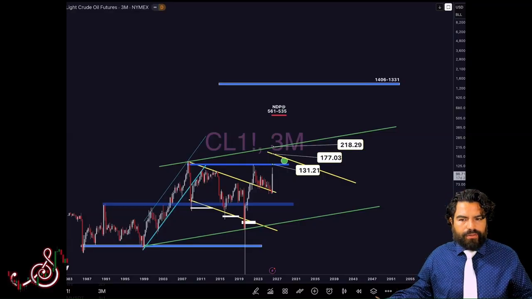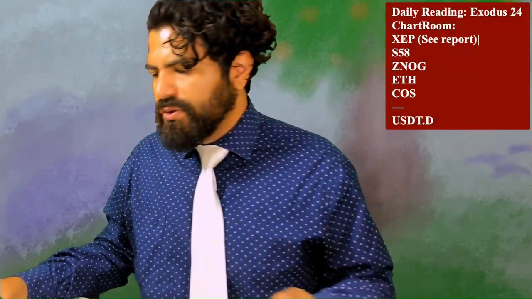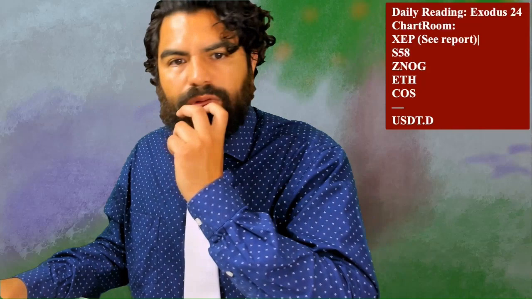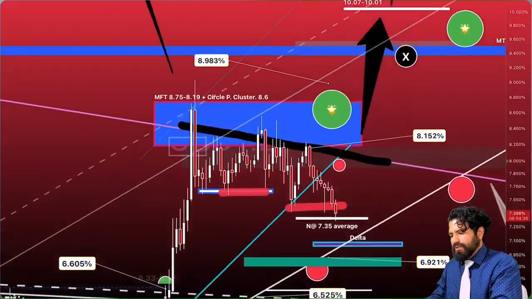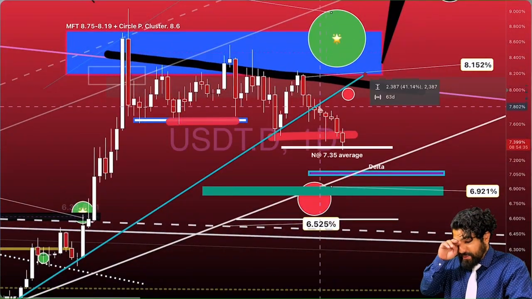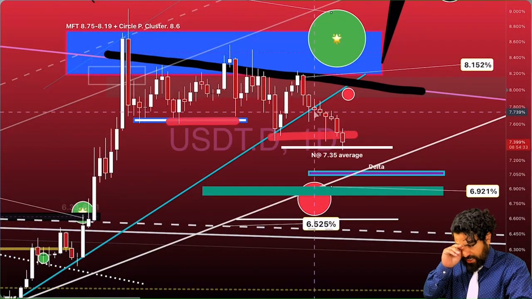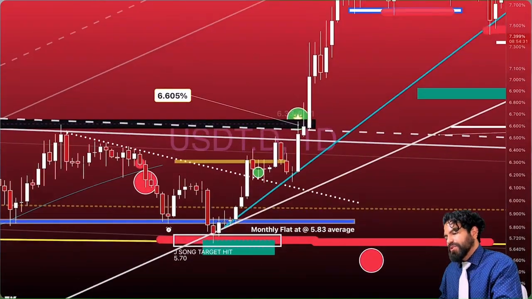All right. I'm going to look at USDT.D. So it looks like we had our first weakness back on March 11th. Okay, this is our foundational up move.